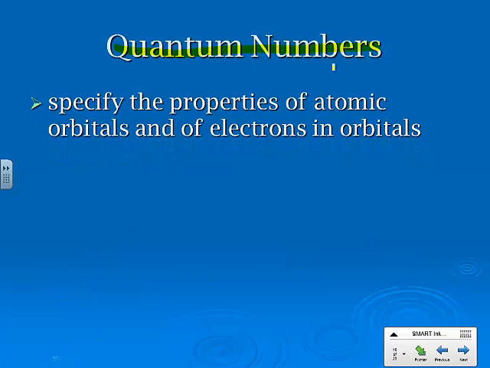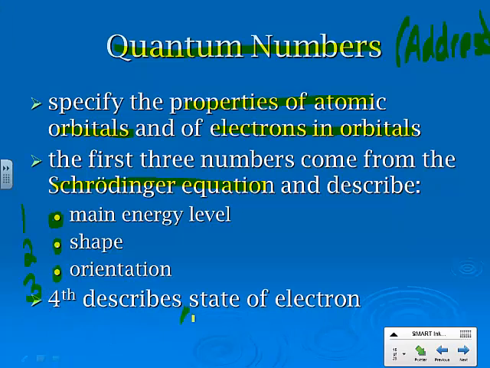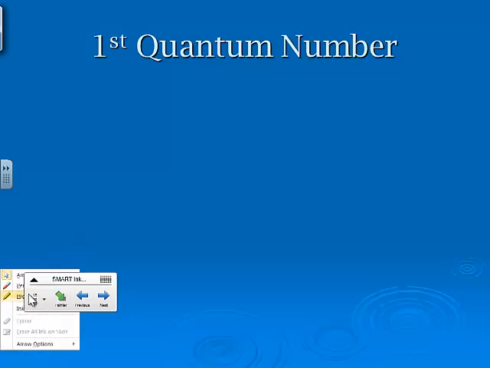Alright, if you remember from last year, quantum numbers specify the properties of atomic orbitals and of electrons in those orbitals. I think of it as the electron's address. Okay, it's just what sticks in my head. First three numbers come from the Schrodinger equation, and they describe the main energy level, which is the first, the shape, which is the second, and the orientation, which is the third. The fourth one is going to describe the spin state of an electron.